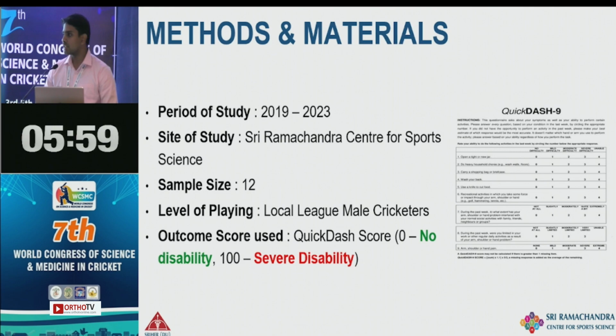The study was done at Sri Ramachandra Center for Sports Science between 2019 and 2023, on a sample size of 12, and the level of playing was local league male cricketers. The outcome score used here was the QuickDASH score, where 0 indicates no disability and 100 indicates severe disability.